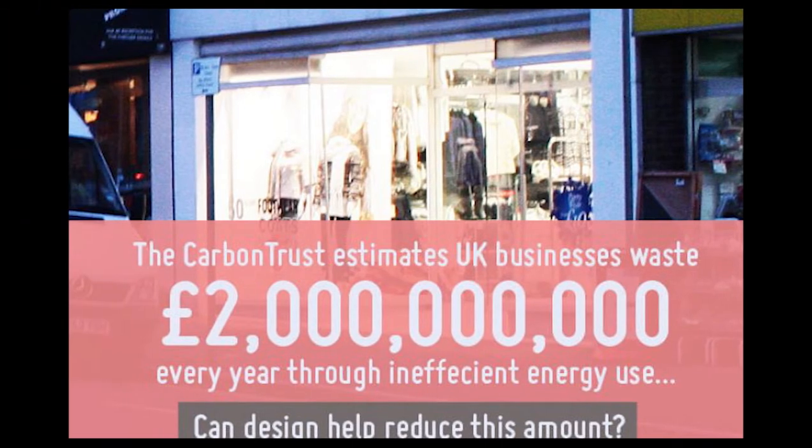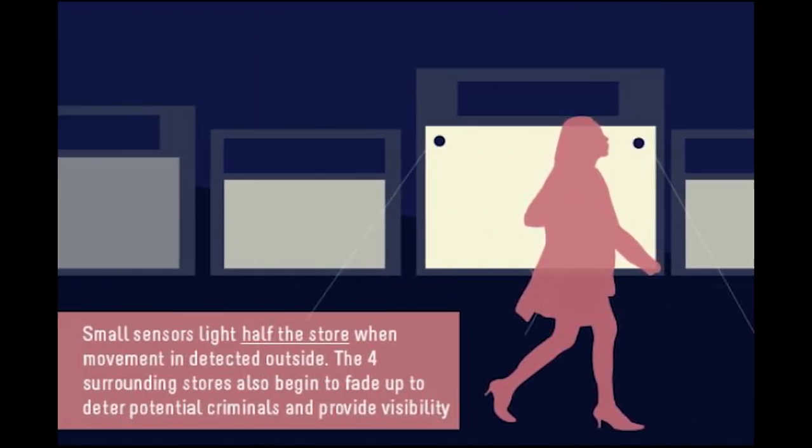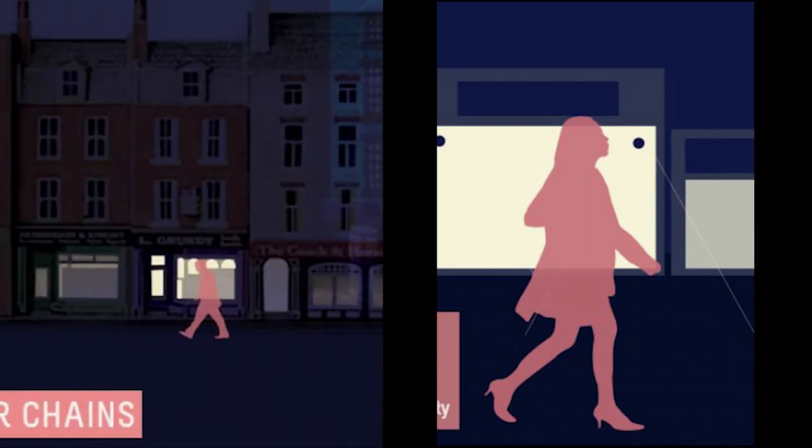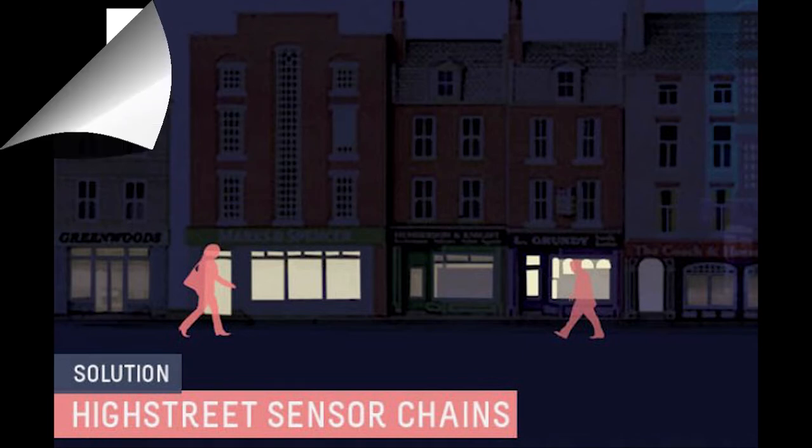The nightlight is one of the examples of the 50 Problems in 50 Days project, which was an intervention where small sensors light half the store when movement is detected outside. The four surrounding stores also begin to fade up to deter potential criminals and provide visibility.